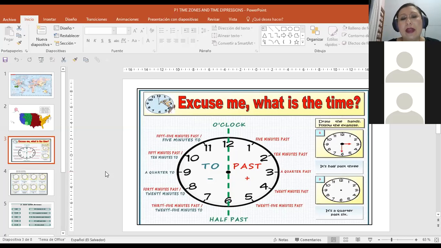Okay, so you have the o'clock, ¿verdad? En punto. Y también tenemos half past, cuando ya ha pasado media hora, ¿verdad? Desde que la hora inició en el o'clock. Entonces, aquí, cuando estamos en el one, ¿verdad? Decimos 5 minutes past. Y la hora que estamos hablando, ¿verdad? 10 minutes past. A quarter past. 20 minutes past. 25 minutes past. Y ya cuando llegamos acá decimos half past.